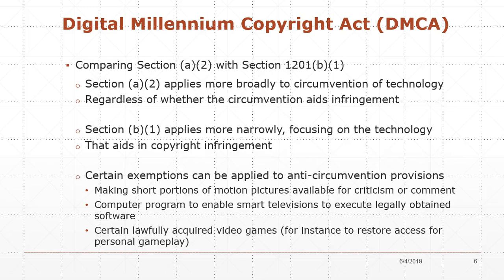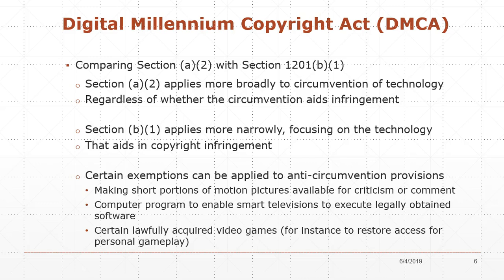Comparing Section A2 with Section B1, Section A2 applies more broadly to the circumvention of technology, regardless of whether the circumvention aids infringement, and B1 applies more narrowly, focusing on the technology that does aid in the copyrighted infringement. So in A2, you have that variation that says you don't actually have any circumvention taking place, whereas in B1 it's much more narrow. There must be copyright infringement.